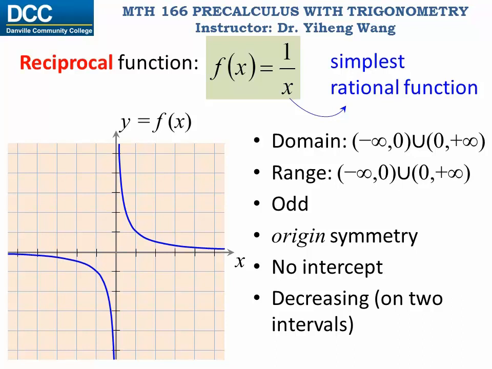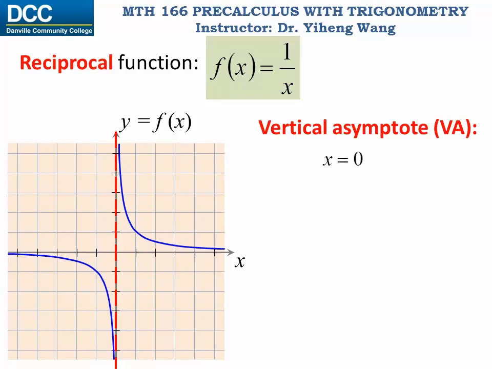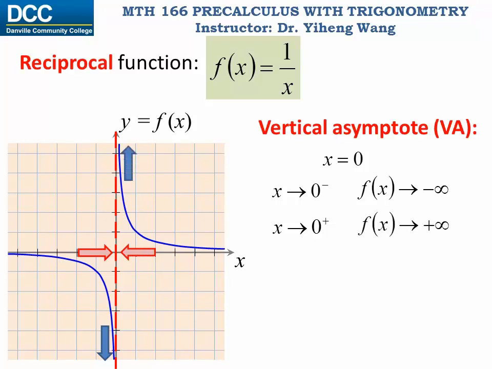Now we're going to learn another very important property of rational functions, which is the asymptote. If you look at the graph, you will notice here is a vertical line that the graph of this function is trying to approach but will never reach. This is known as a vertical asymptote. For this particular example, the equation of this vertical asymptote is x equals 0, or the y-axis, which means that when x approaches 0, here, this negative sign indicates x approaches 0 from the left, then the function value approaches negative infinity. And when x approaches 0 with a plus sign, meaning x is approaching 0 from the right, then the function value approaches positive infinity.